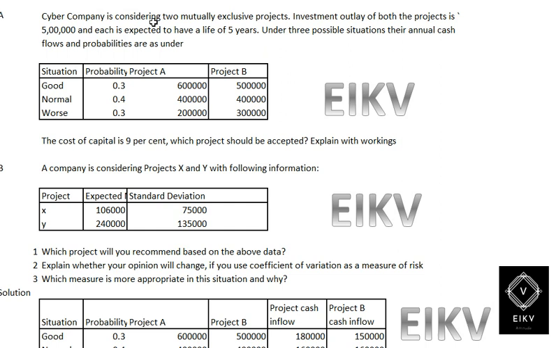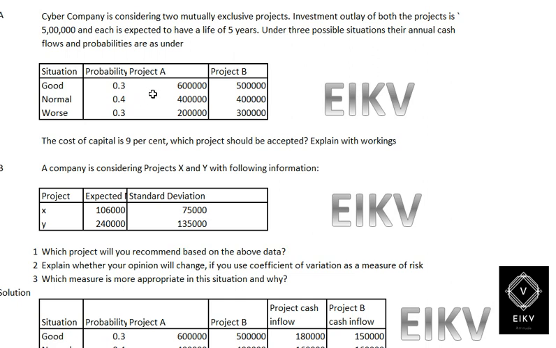So in this illustration, a cyber company is considering two mutually exclusive projects. Investment outlay of both the projects is 5 lakh and each is expected to have a life of 5 years. Under three possible situations, their annual cash flow and probability are.